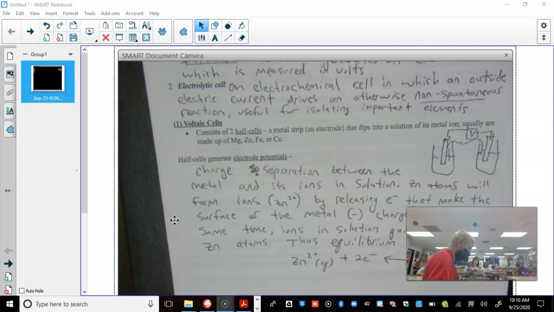That takes us to the next page. So we've got 15 minutes.